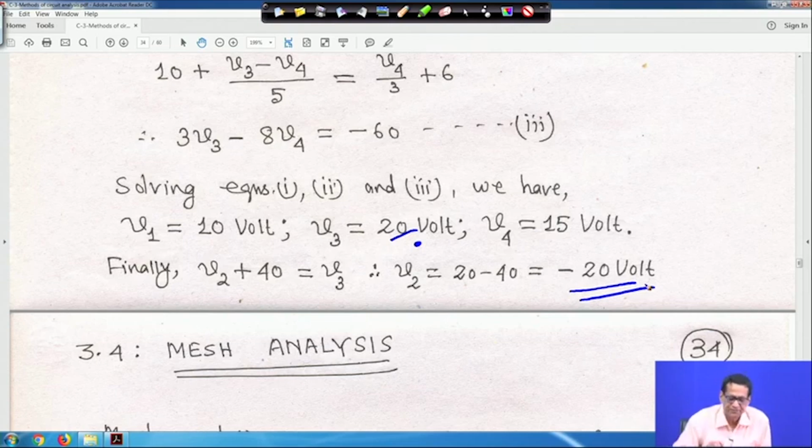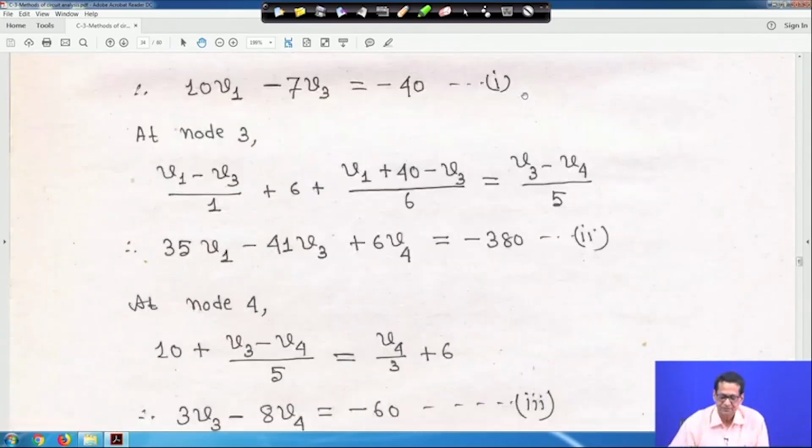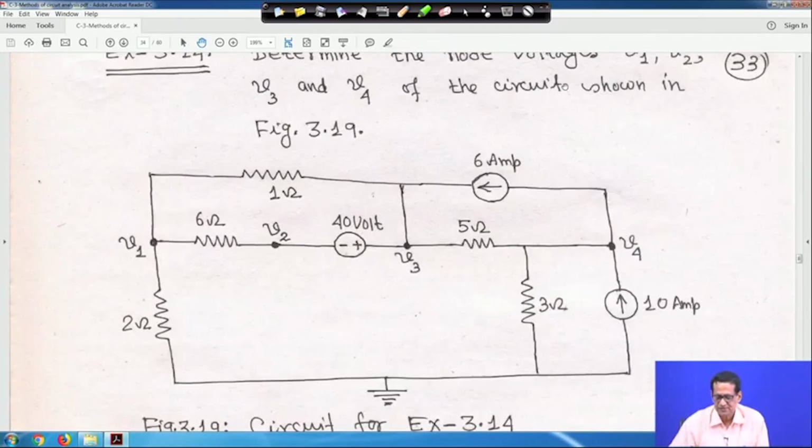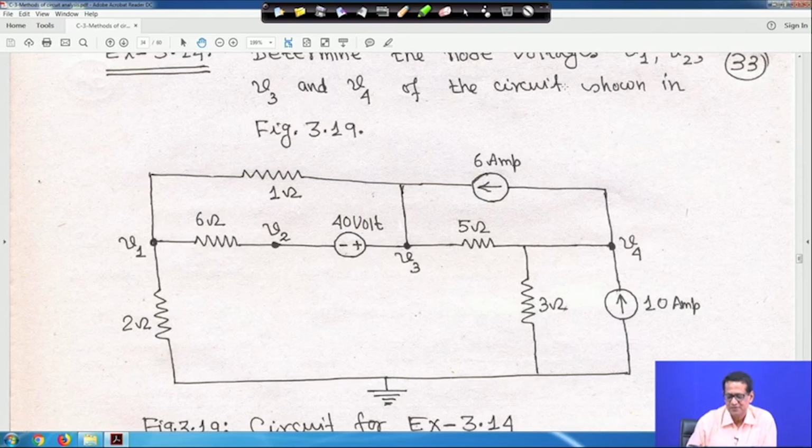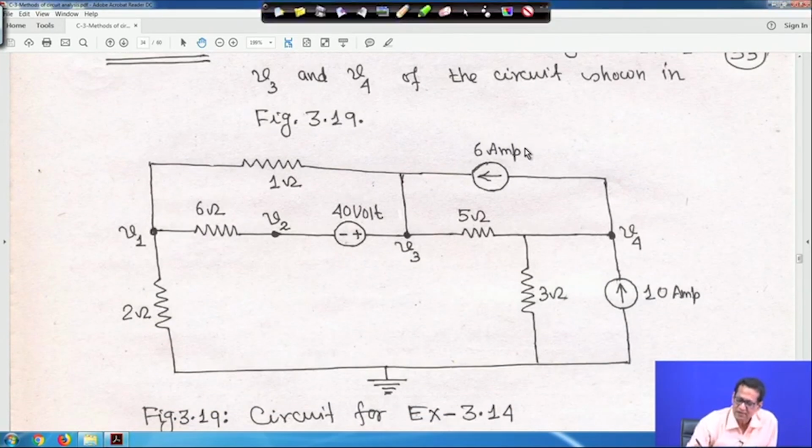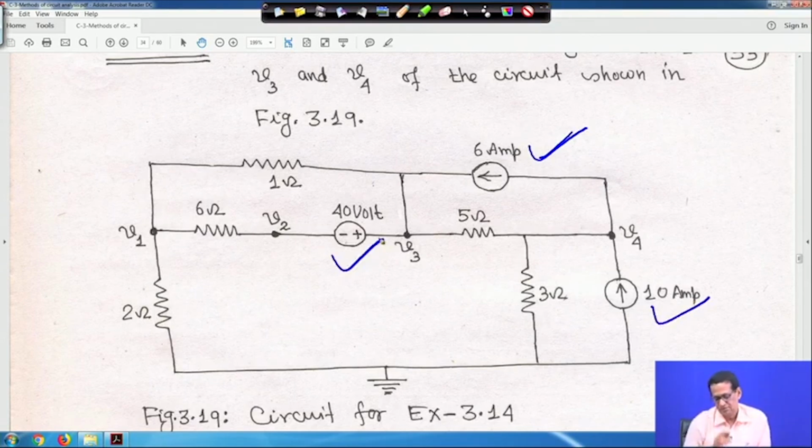So, just for your own practice, suppose some other volt value is given here. What you can do is find out how much power is supplied by this 6 ampere current source, this 10 ampere current source and this 40 volt voltage source, right. This is not given in the problem, and I have also not solved it.